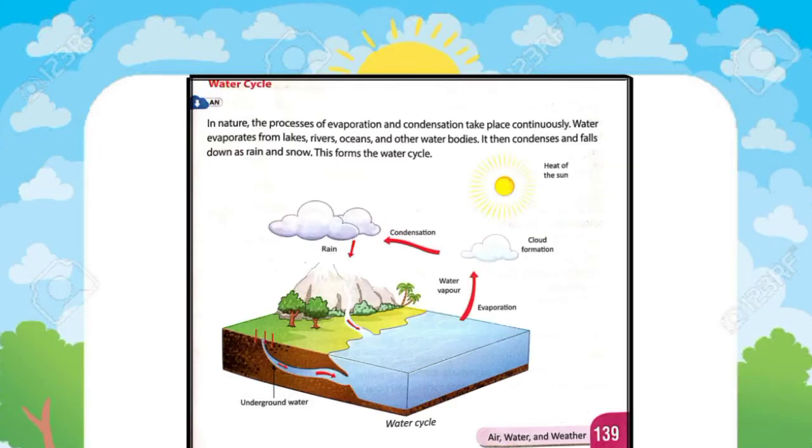Now let's understand the water cycle. In nature, the processes of evaporation and condensation take place continuously. Water evaporates from lakes, rivers, oceans and other water bodies, and it then condenses and falls down as rain or snow, and this forms the water cycle.